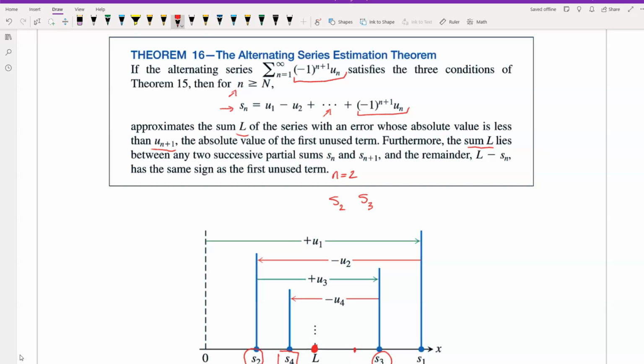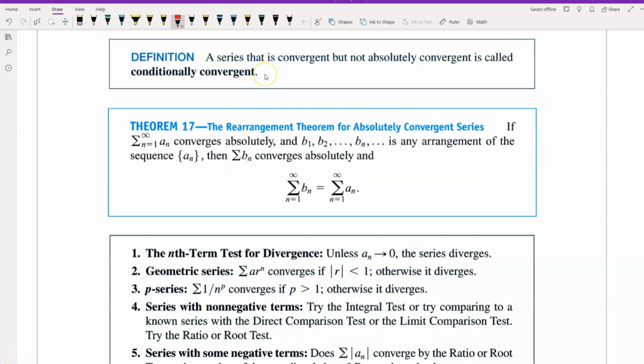And the remainder L minus S sub n has the same sign as the first unused term. For example, for n equal to 1, having L minus S sub 1, for that part we're going to have the same sign as u sub 1, and that is positive. Definition: a series that is convergent, but not absolutely convergent, is called conditionally convergent.